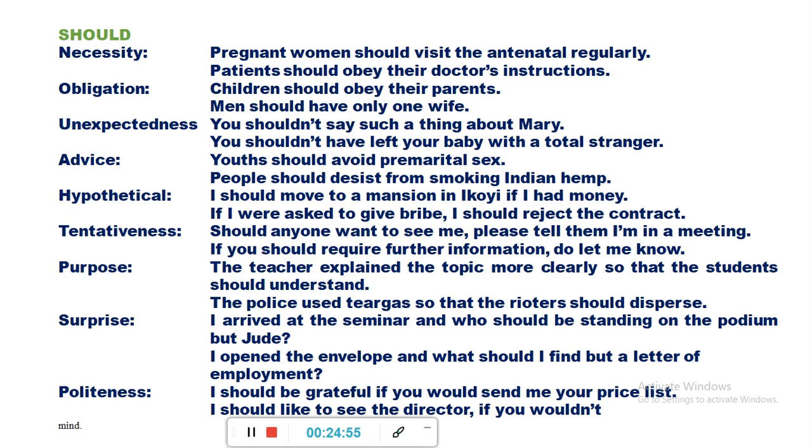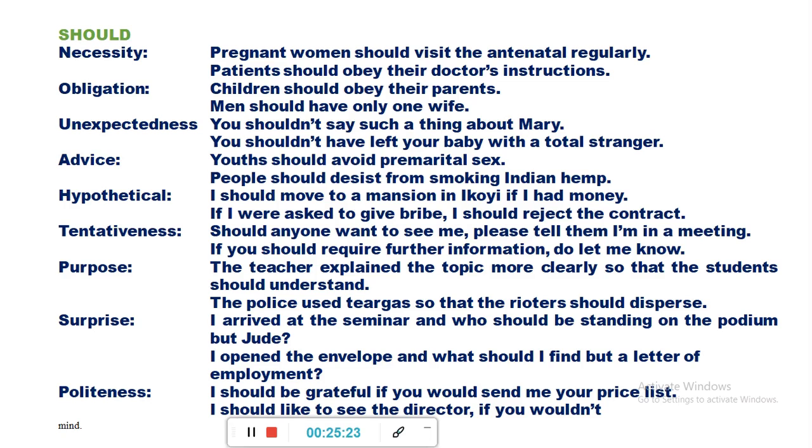Surprise. We can use should to express surprise. I arrived at the seminar, and who should be standing on the podium but Jude? You know, that's a surprise. You can use should in this way to express surprise. I opened the envelope, and what should I find but a letter of employment? You see, you are using should to express your surprise.